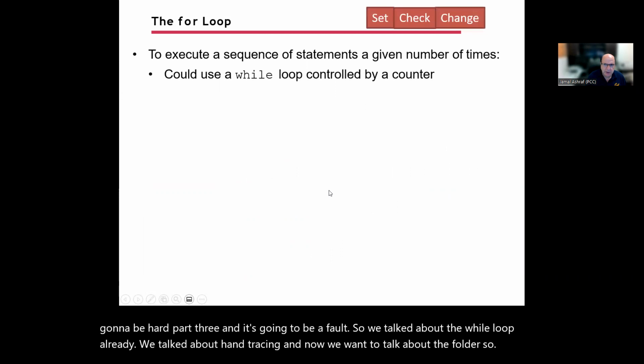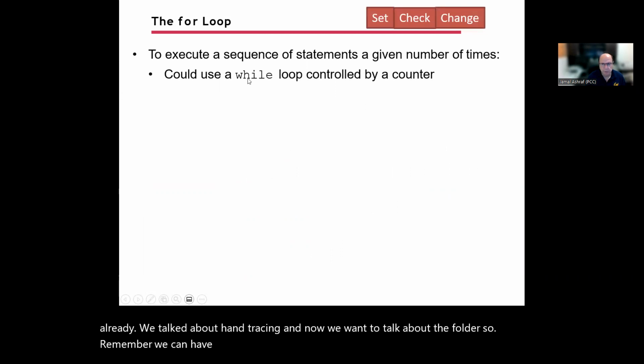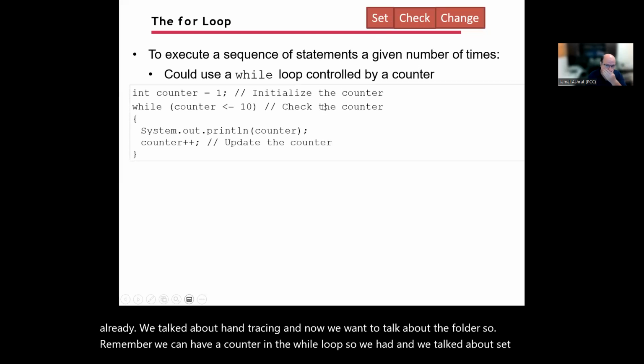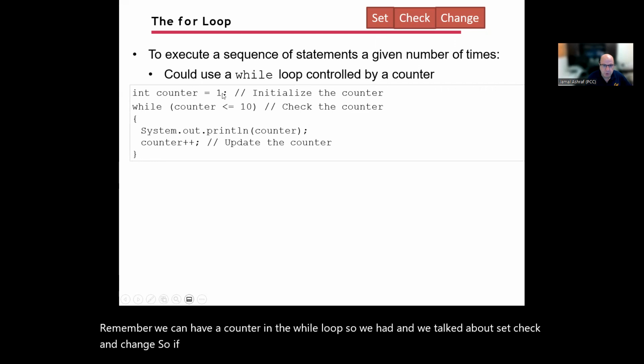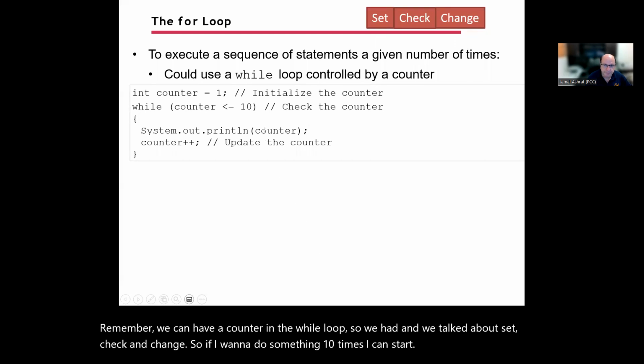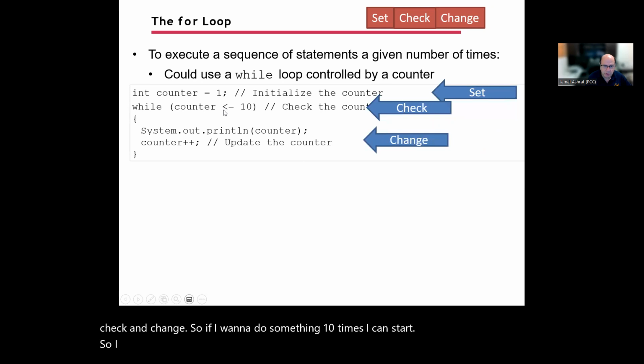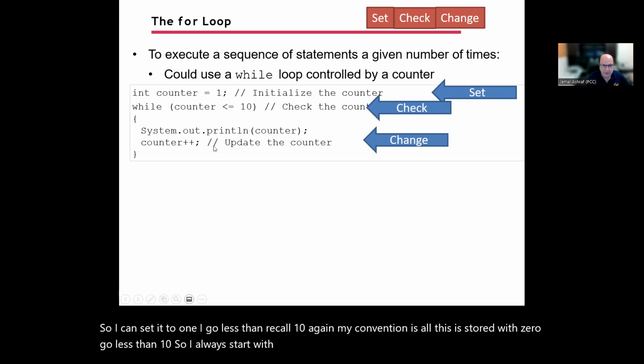Remember, we can have a counter in the while loop. We talked about set, check, and change. So if I want to do something 10 times, I can set it to 1 and go less than or equal to 10. Again, my convention is to always start with 0 and go less than 10. And then we're going to update it.